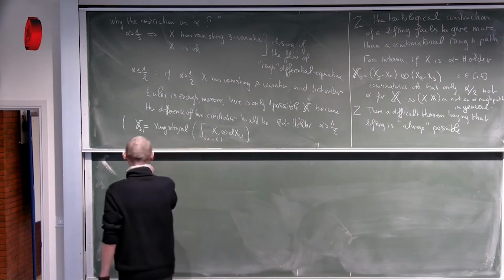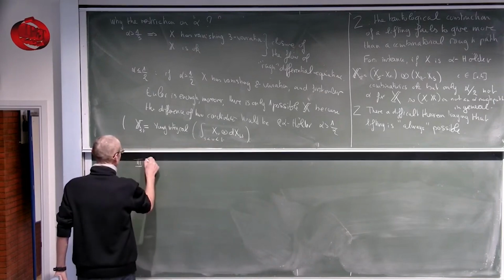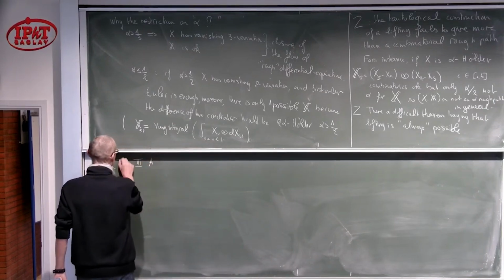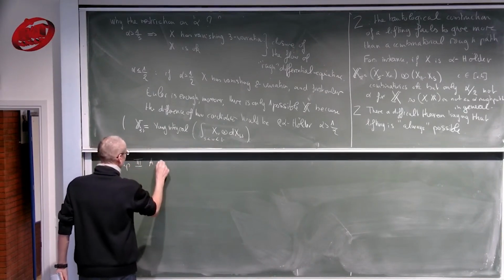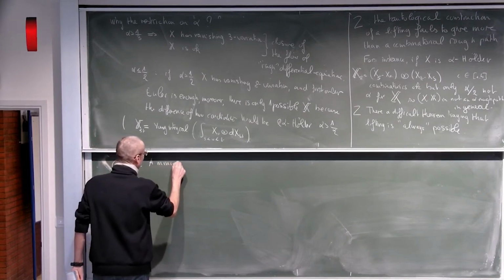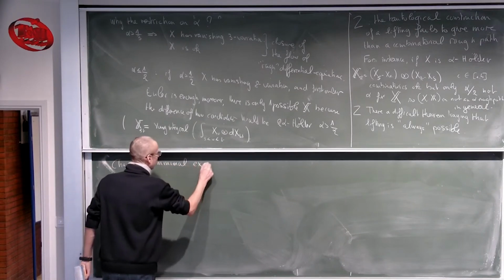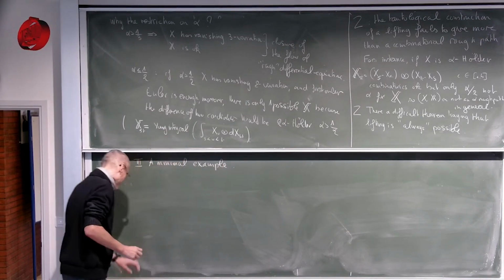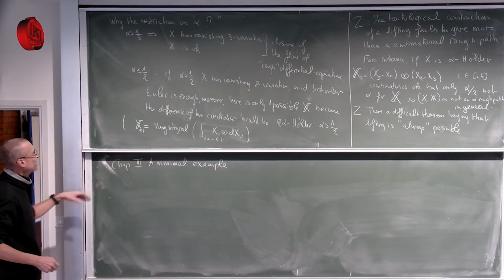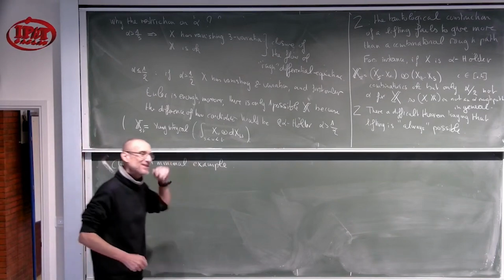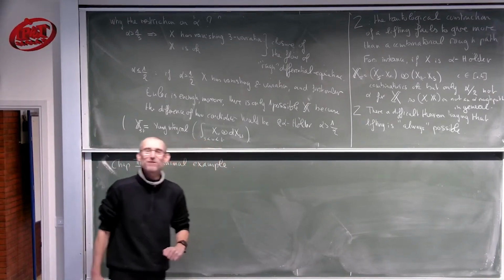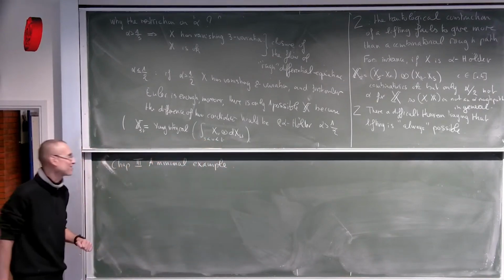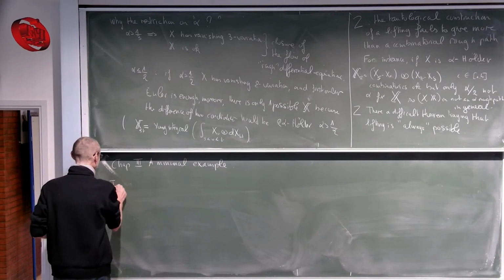So this is the 3rd chapter, a minimal example. Chapter 3. And what we are going to do in this chapter is first to give this example and then use this half path to solve a half differential equation and see what it leads to. So the example is easy.